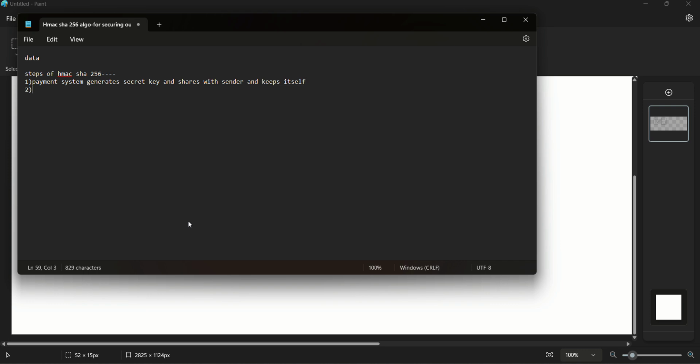Second step is the secret key should be treated with high safety. If attackers get access, it is a full compromise. Again, it is the same point: the secret key should be treated with high safety, because hackers can also hack this.